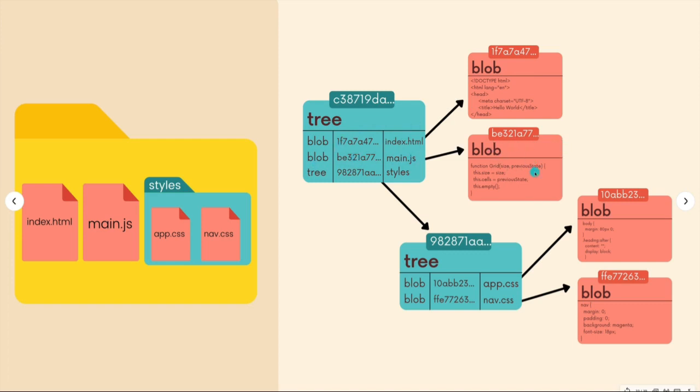So whatever is in that file is the contents of a file called main.js. And then we've got a tree, styles. That's a directory, 98287, that's the name of that hash. It's not the name, but that's the hash we see here. And that tree stores two blobs, 10ABB, which is app.css, and then FFE77, which is nav.css. Those are the contents there.